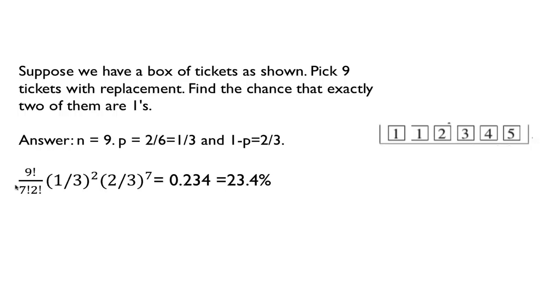So again, I'm picking 9. I want 2 of them to be ones, 7 of them to be not ones. That's why we have the 9 factorial on top, the 7 factorial, and the 2 factorial on the bottom. And then the chance of getting a 1 is 1 out of 3, but we need 2 of them to be 1, so it's 1/3 to the second power. And then the 2/3 is getting something that's not a 1. We want that to occur 7 times, so raise that to the 7th power. So again, all these numbers are actually not too bad to figure out. You get that 23.4%.